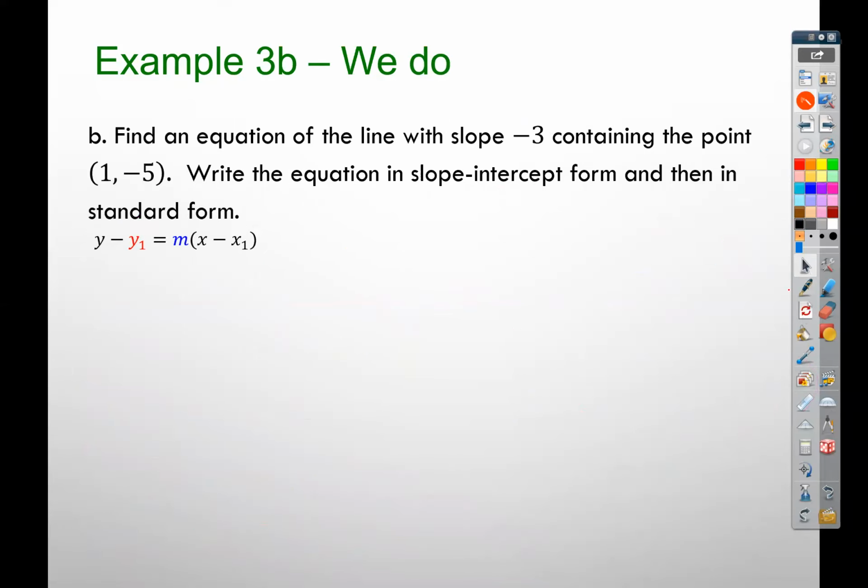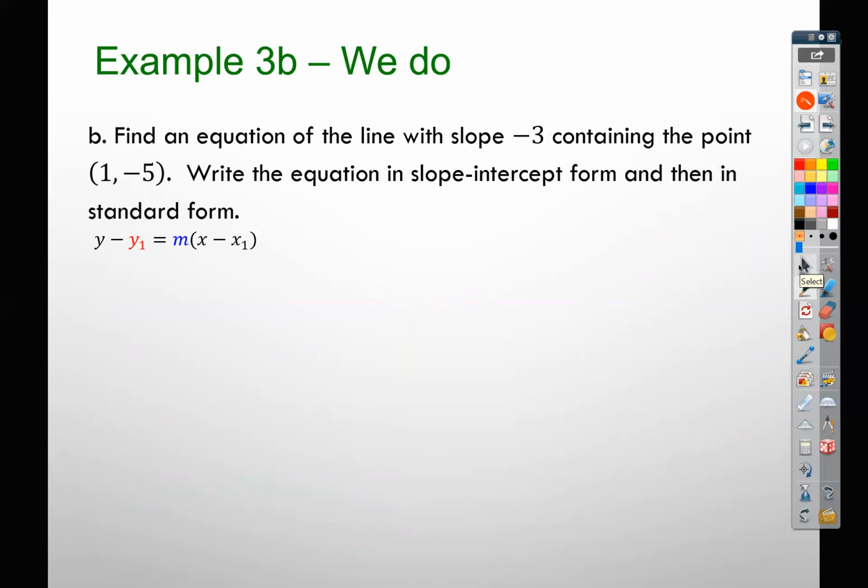All right, 3b, let's try another one. Find the equation of a line with slope of negative 3 and containing the point 1, negative 5. Write an equation in slope-intercept form and then in standard. Okay, so y minus y1, which is negative 5, equals m, which is negative 3, times x minus x1. Get rid of double negatives.